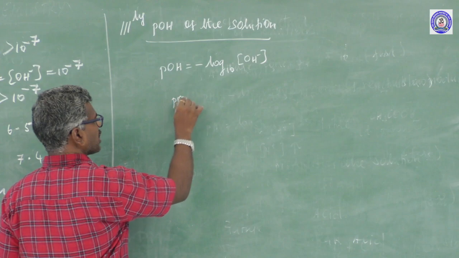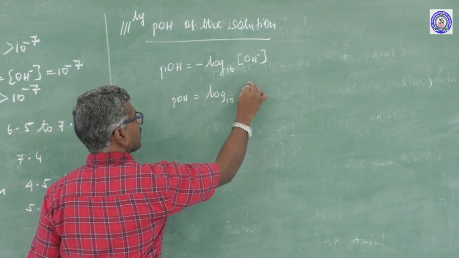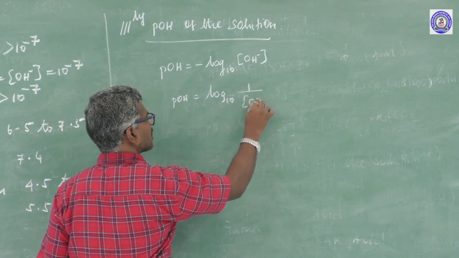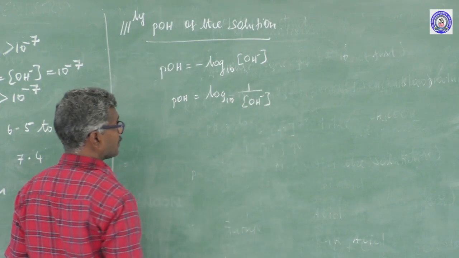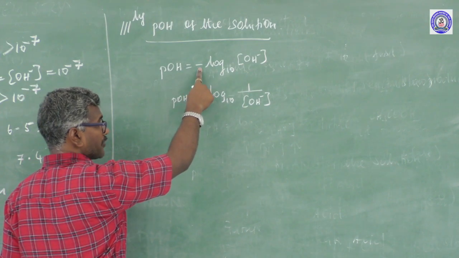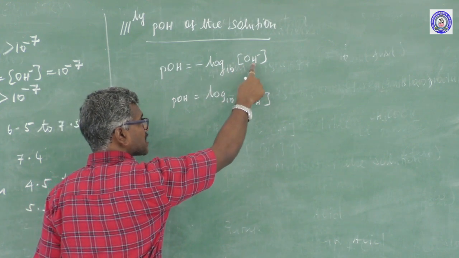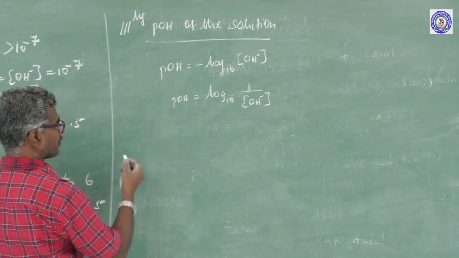So, pOH is equal to log base 10 of 1 by the concentration of hydroxyl ion. What is the definition of pOH? The negative base 10 logarithm of the concentration of hydroxyl ion.